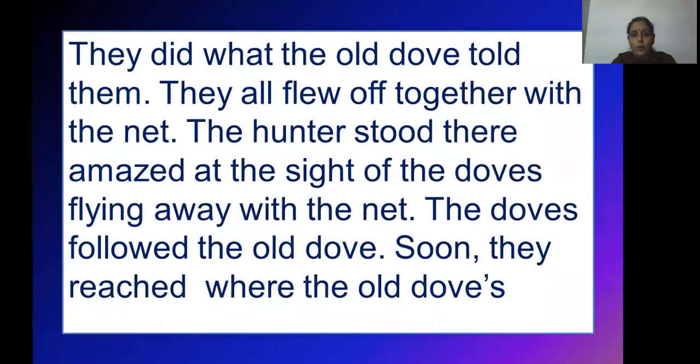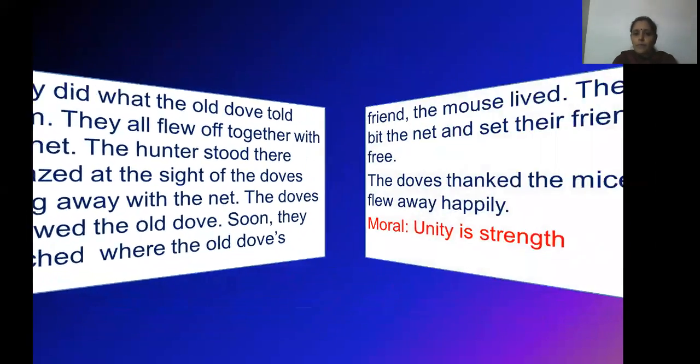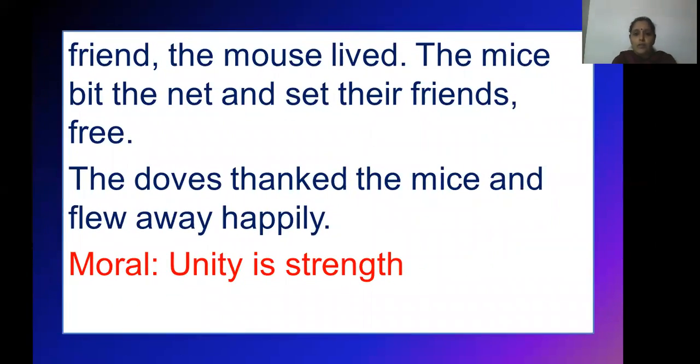They did what the old dove told them. They all flew off together with the net. The hunter stood there amazed at the sight of the doves flying away with the net. The doves followed the old dove. Soon they reached where the old dove's friend, the mouse, lived. The mice bit the net and set their friends free. Leave a line. Now next para, the doves thanked the mice and flew away happily.